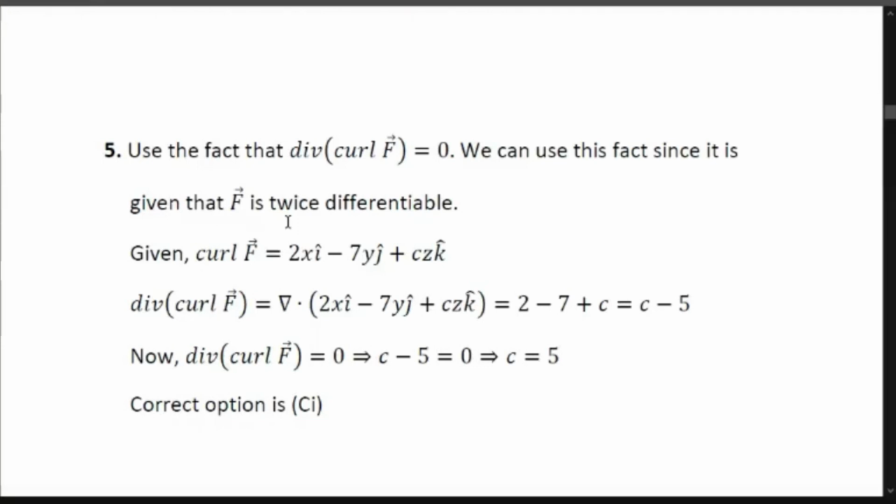This is possible because it is given that F is a twice differentiable vector field. For finding curl F, you have to differentiate each and every component of F once. Then to find the divergence of curl F, you have to differentiate each component of F once again. So you have to differentiate it twice.